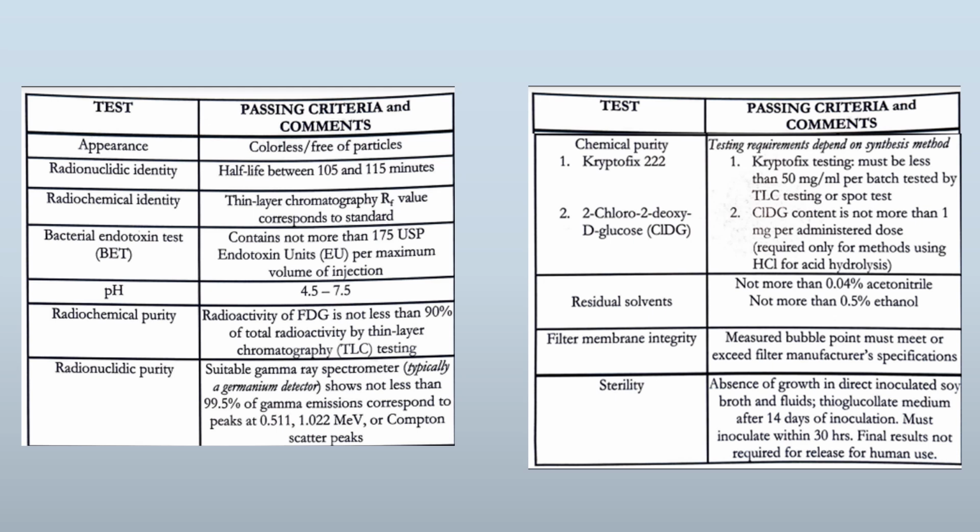This is an example of the tests that are performed for F18 FDG. So it looks at the appearance, the radionuclide identity, the radiochemical identity, the bacterial endotoxin test, the pH, radiochemical purity, radionuclide purity, chemical purity, residual solvents, filter membrane integrity, and the sterility of the drug.